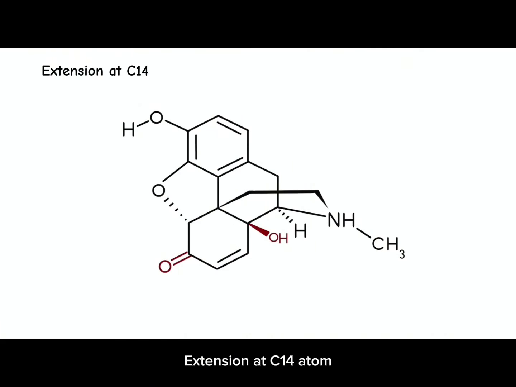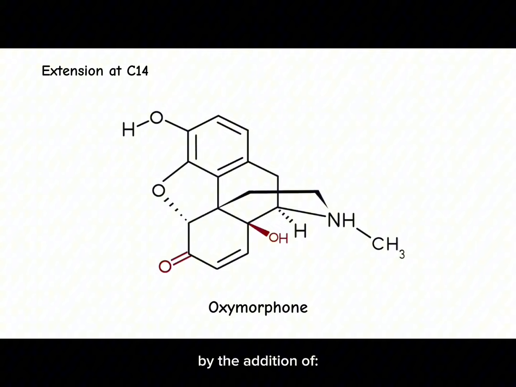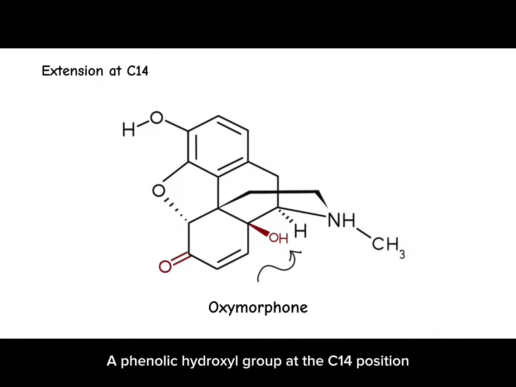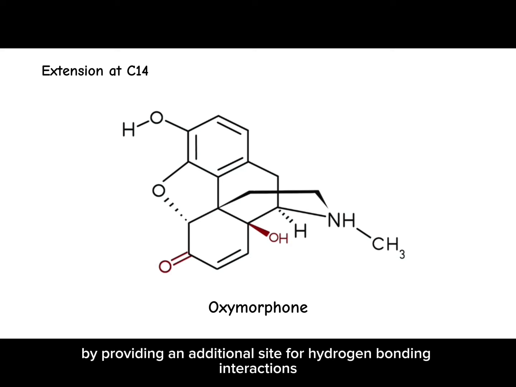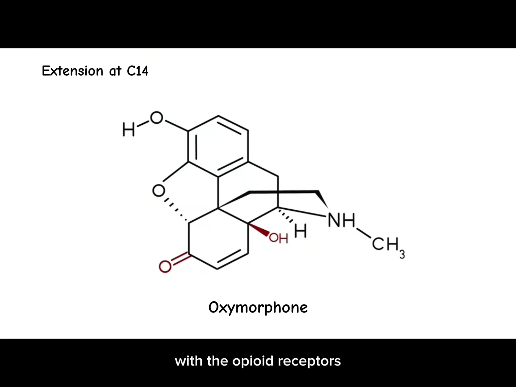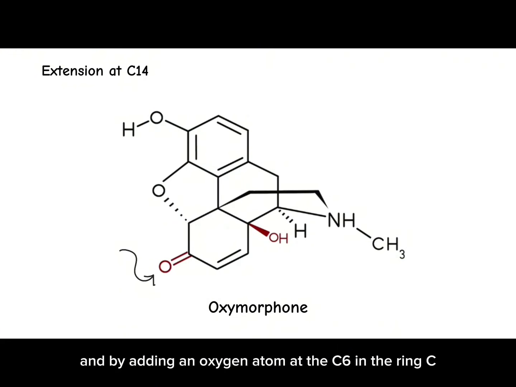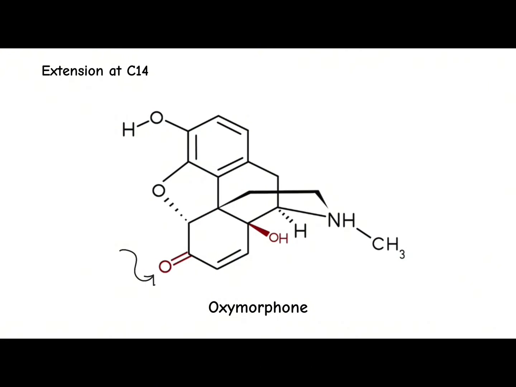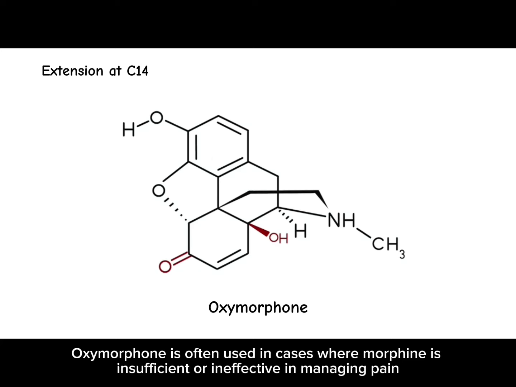Extension at the C14 atom. This extension forms oxymorphone by the addition of a phenolic hydroxyl group at the C14 position, which enhances the activity by providing an additional site for hydrogen bonding interactions with the opioid receptors, and by adding an oxygen atom at the C6 in ring C. Oxymorphone is often used in cases where morphine is insufficient or ineffective in managing pain.